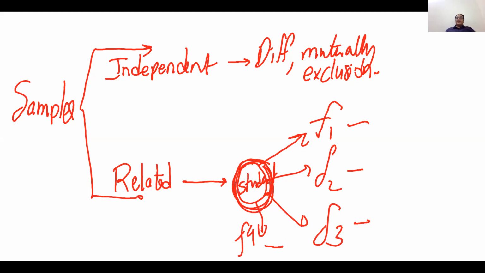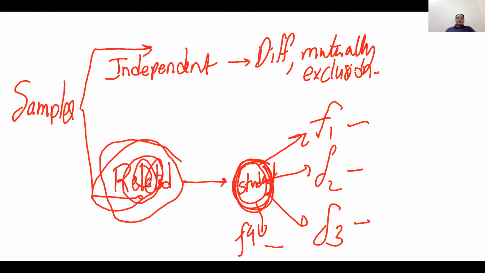So this is the concept of independent samples and related samples. Now I'm going to explain ANOVA in case of related samples. Kruskal-Wallis is applicable in case of independent samples, and the Friedman ANOVA is applied on related samples.